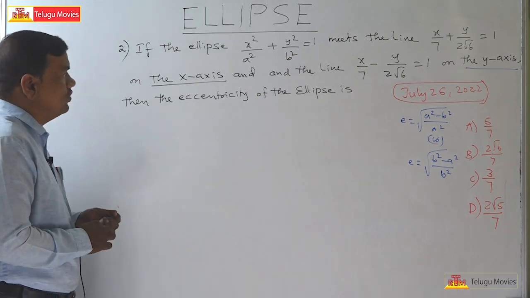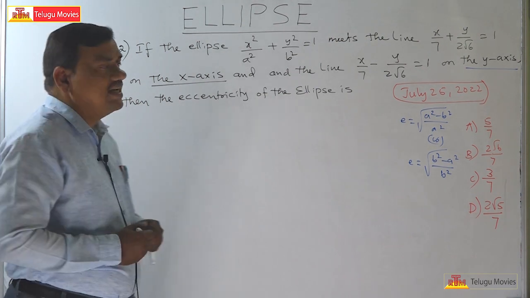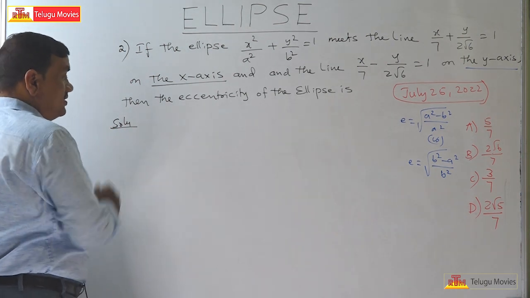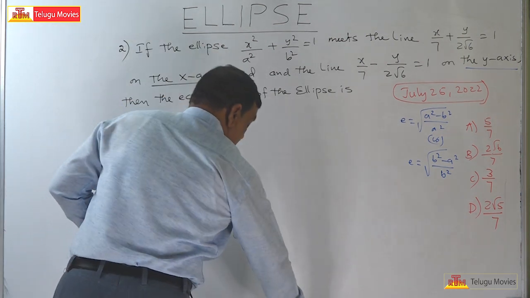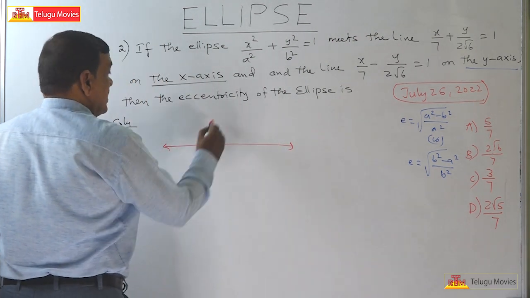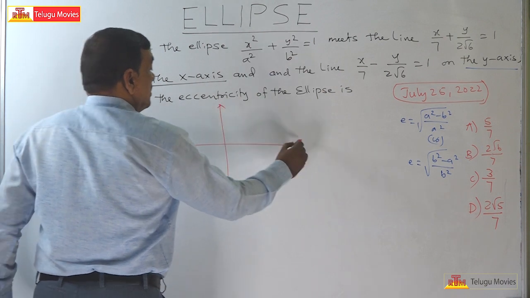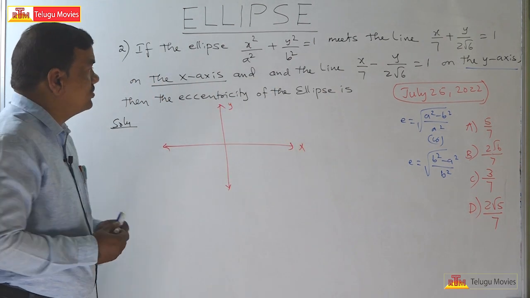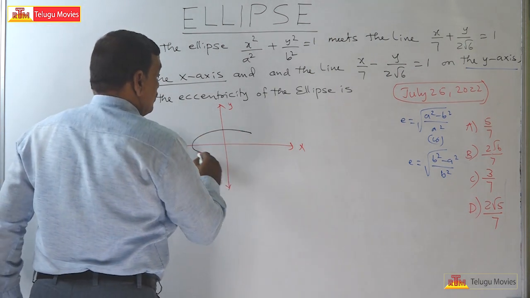So, let us see the solution. Since he said x-axis and y-axis, let us draw the x-axis and y-axis and see what happens. So here, this is the x-axis and this is the y-axis. That is the ellipse whose center is (0, 0). So, this is the ellipse.